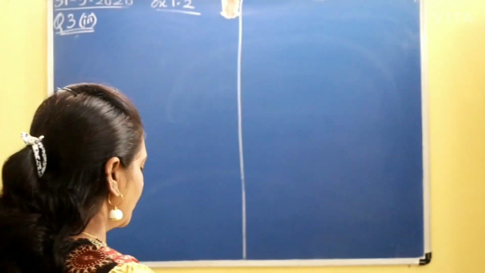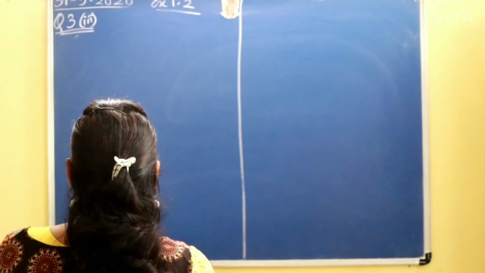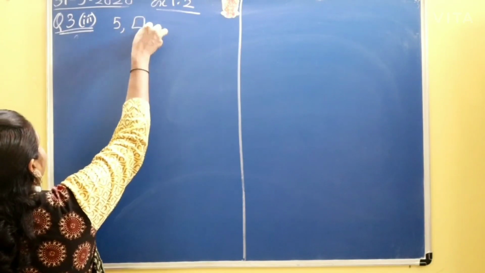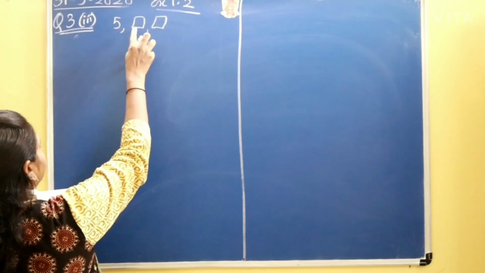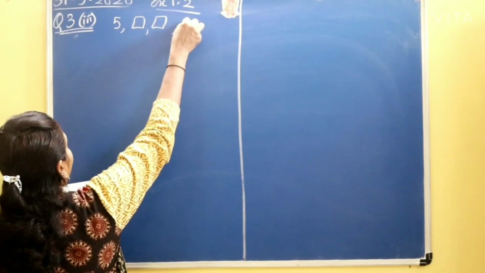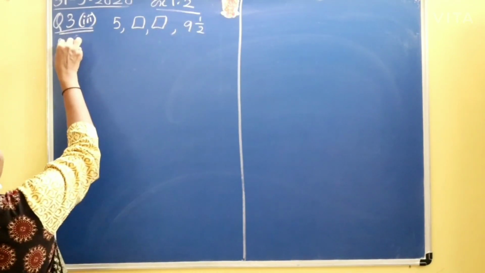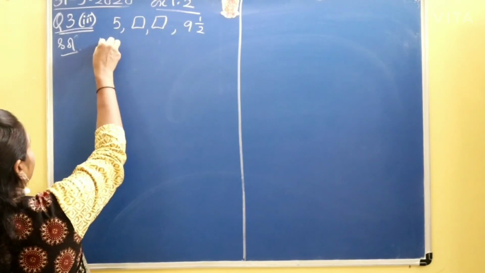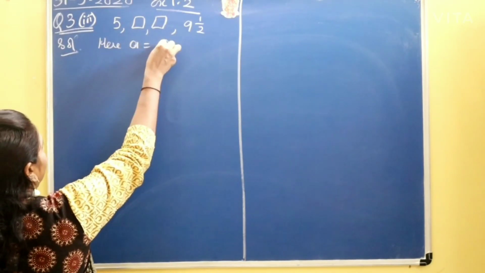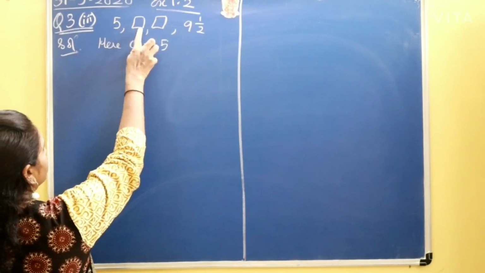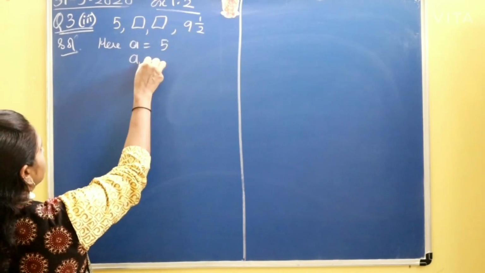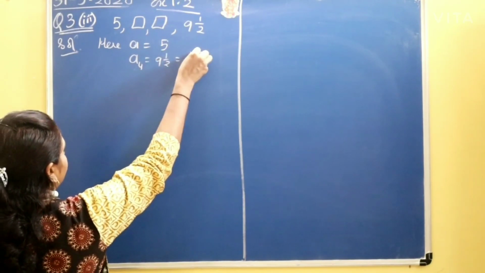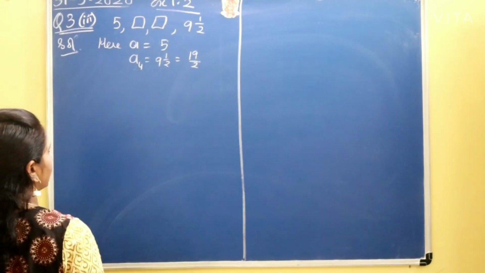Exercise 1.2, question number 3, third sub question. The missing terms are 5, and there are 2 boxes. a1 is given, a2 and a3 are both not given, then again a4 is given. So, solution. Here a is equal to 5. a1, a2, a3, a4. a4 is equal to 9 1 by 2, that is 2 9s are 18 plus 1, 19 by 2.